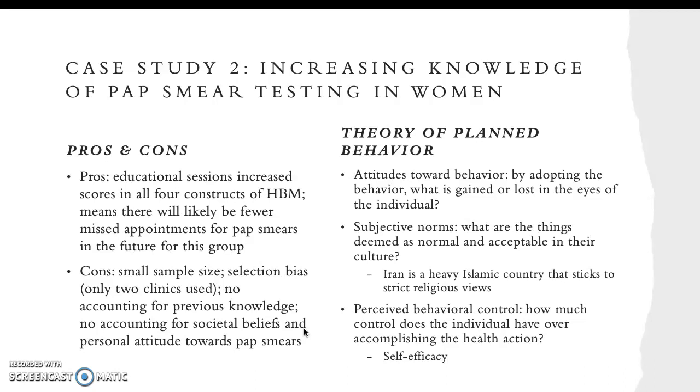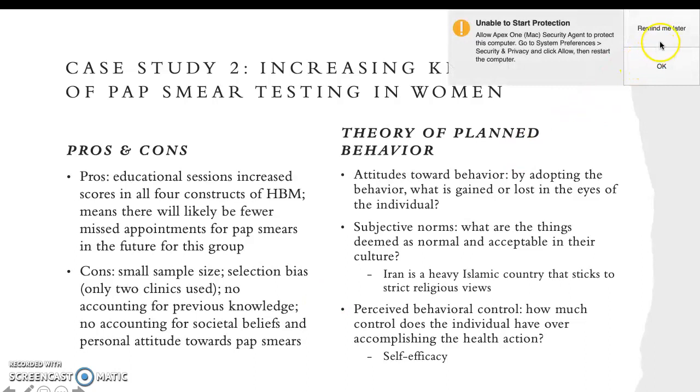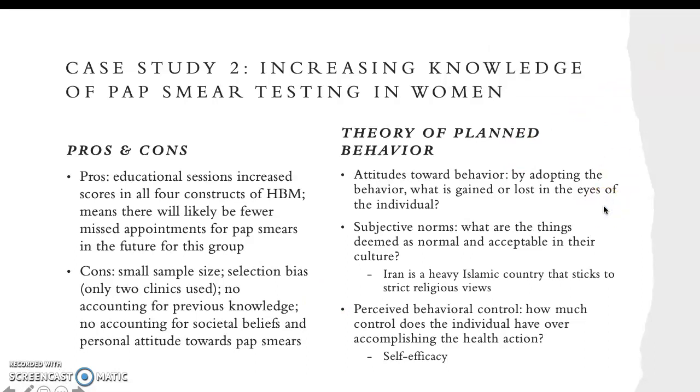So the theory of planned behavior focuses on attitudes towards the behavior, subjective norms of the culture, and the perceived behavioral control. So the attitudes toward the behavior, by adopting the behavior, what is gained or lost in the eyes of the individual? That's one of the questions that could be answered. The subjective norms is what are the things that are deemed as normal in that culture, which in this case, Iran is a very heavy Islamic country that sticks to strict religious views, and women getting pap smears may be viewed differently here in Iran than it would be in the United States or other Western cultures, and we don't know how the women feel, going into those appointments.